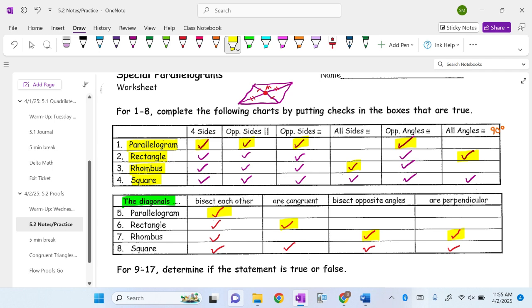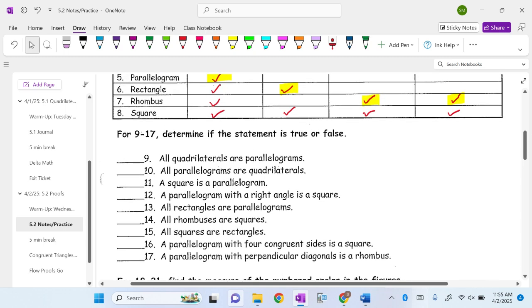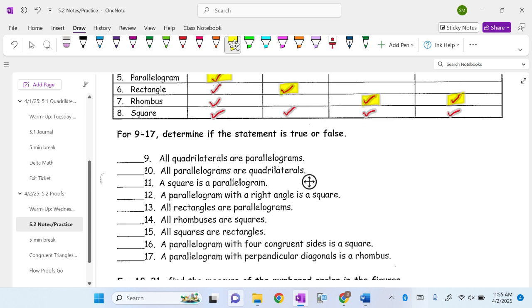All right. So let's look at some true or false statements. Let's just do 9 through 17 real quick. Thumbs up for true, thumbs down for false. So think about all these carefully. All quadrilaterals are parallelograms, true or false? Thumbs up for true, thumbs down for false. Go. That is most certainly false. Because trapezoids and kites exist.